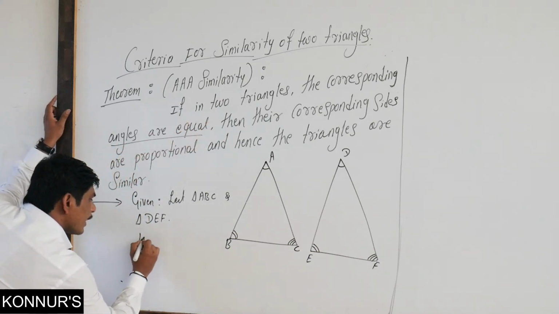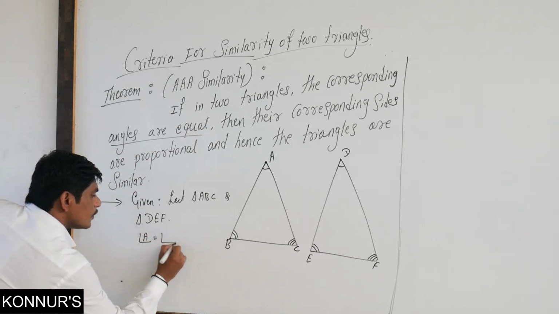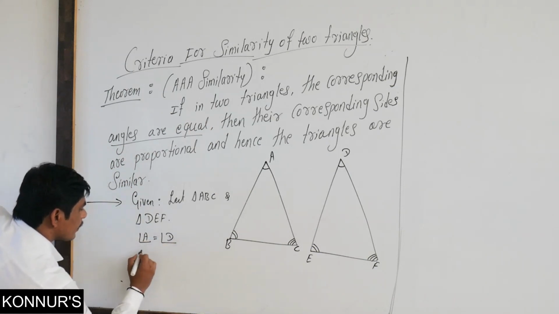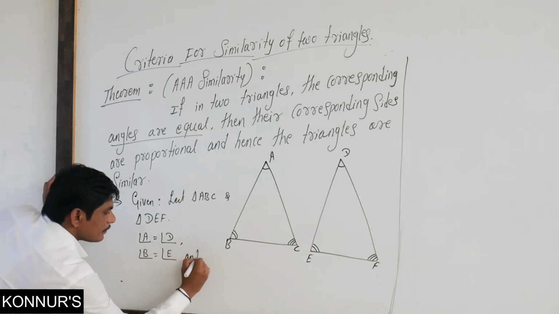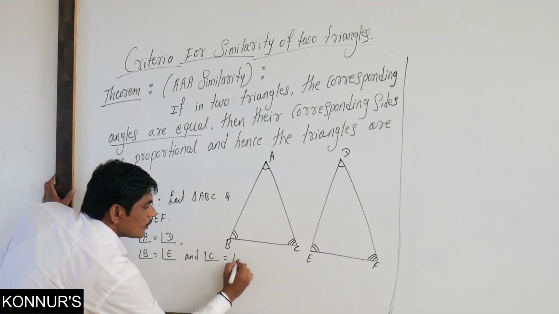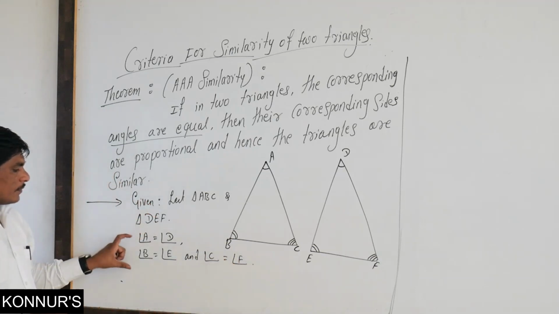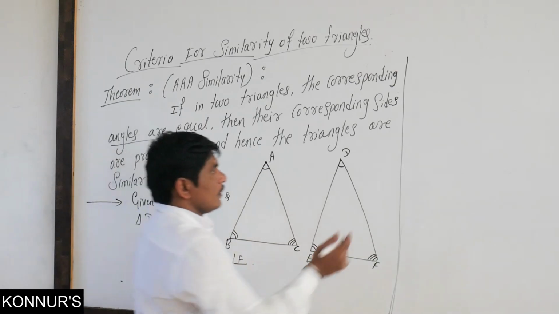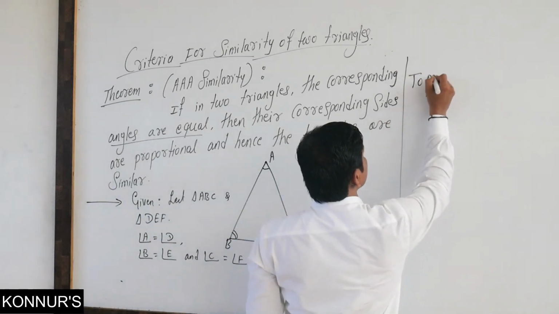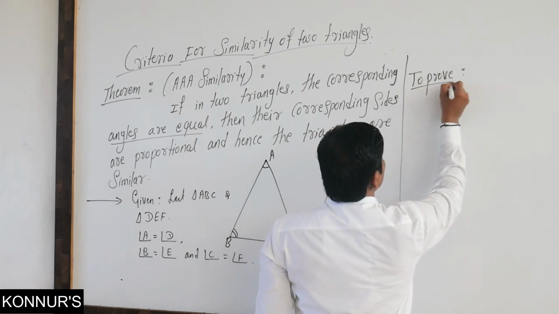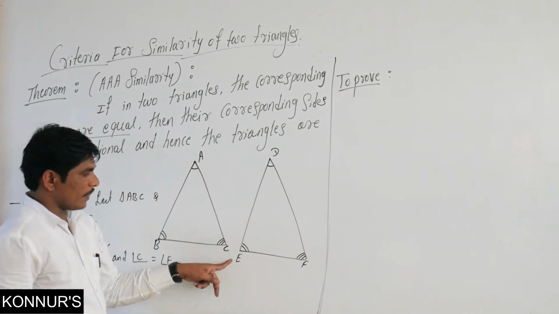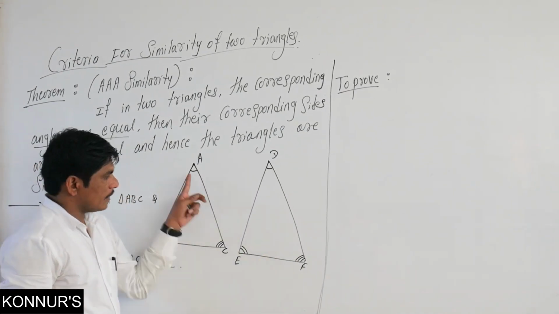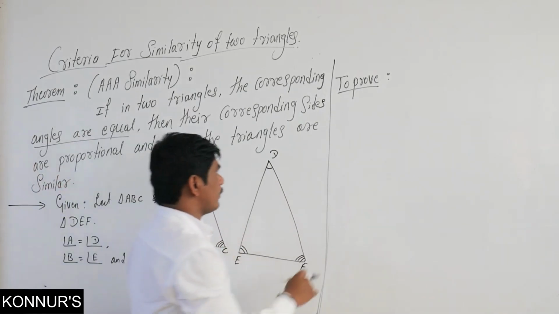Here angle A is equal to angle D, angle B is equal to angle E, and angle C is equal to angle F. This is given. Now, to prove that corresponding sides are proportional, here AB corresponds to DE, BC corresponds to EF, and AC corresponds to DF.